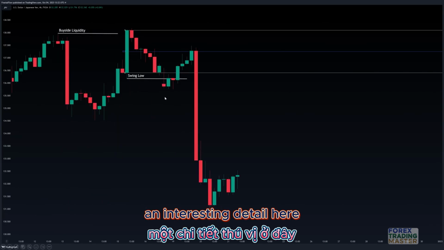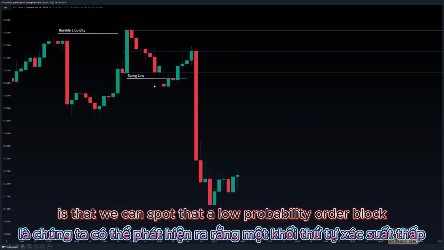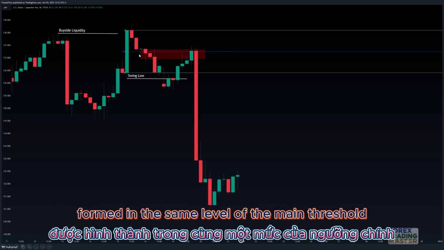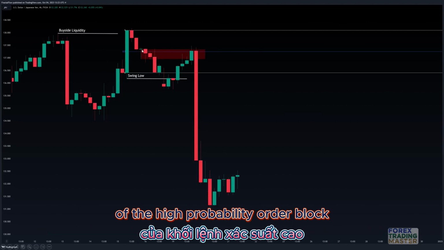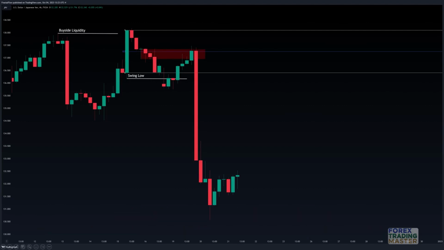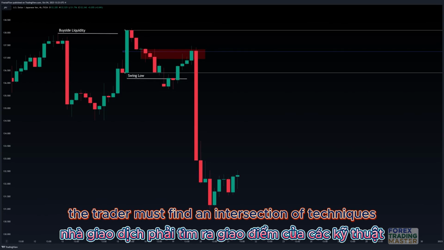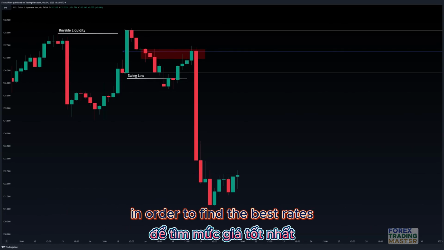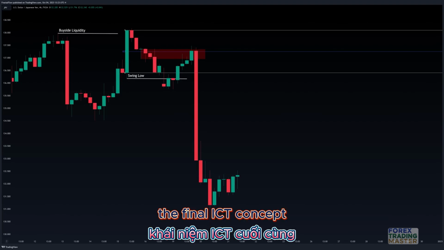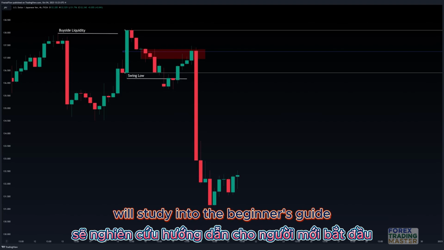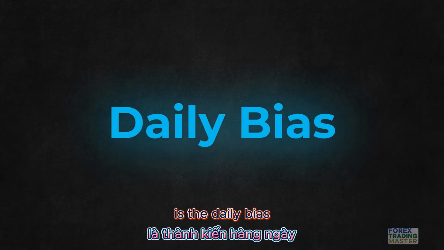An interesting detail here is that we can spot that a low probability order block formed in the same level of the main threshold of the high probability order block. As is the case with any method, the trader must find an intersection of techniques in order to find the best rates. The final ICT concept we'll study in the beginner's guide is the daily bias.